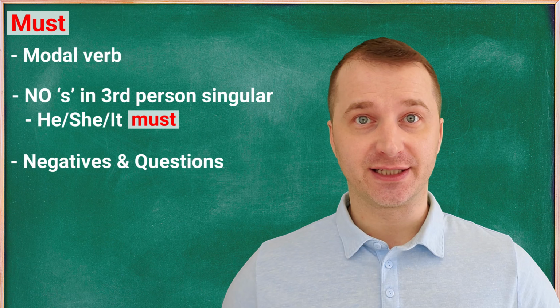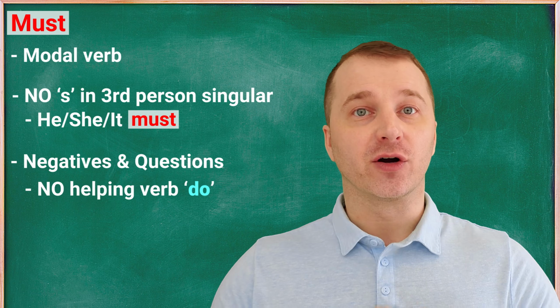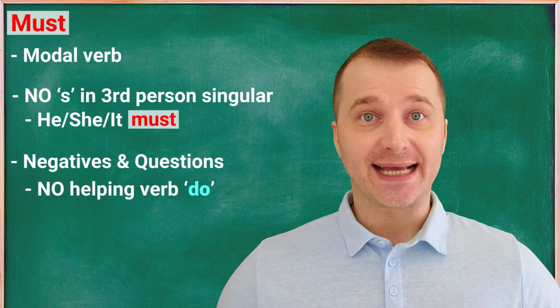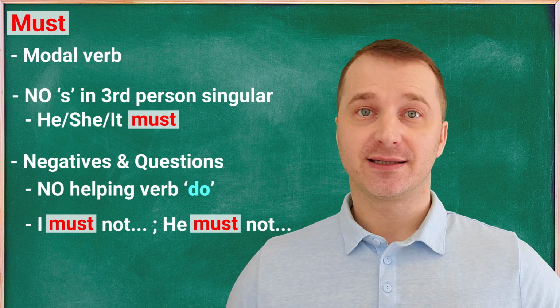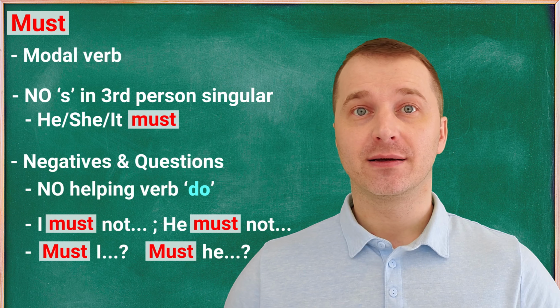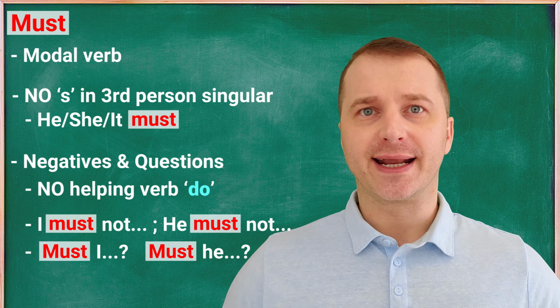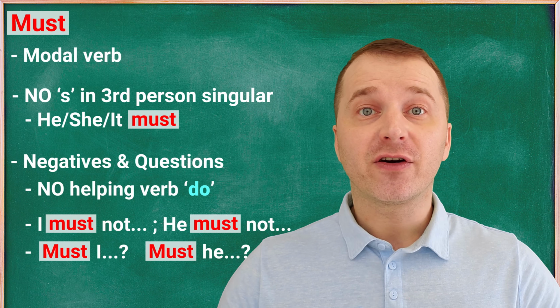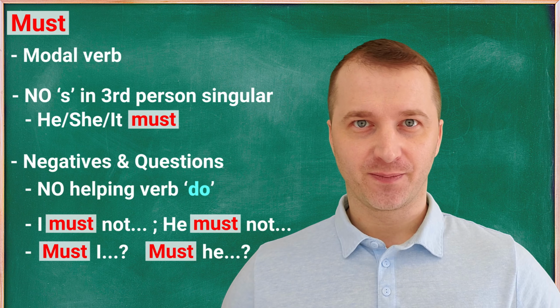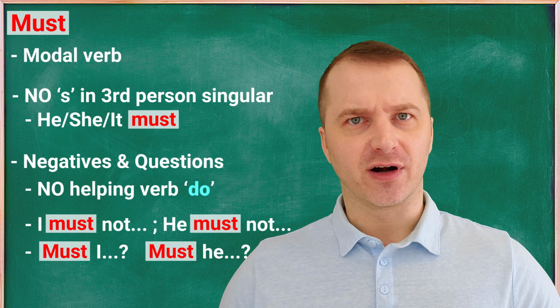Negatives and questions are formed without the helping verb do. So we say, I must not, he must not, must I, must he. Please keep in mind that in American English, we almost never use must in questions. So saying, must I go now, is not very common.